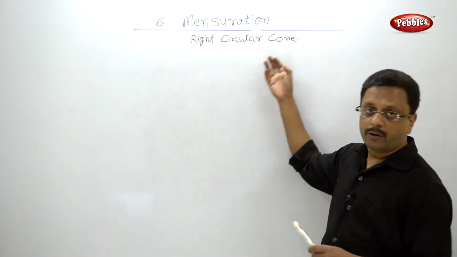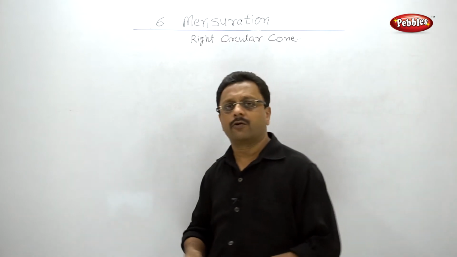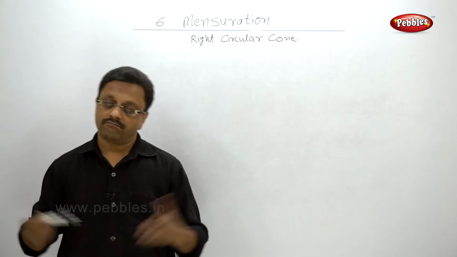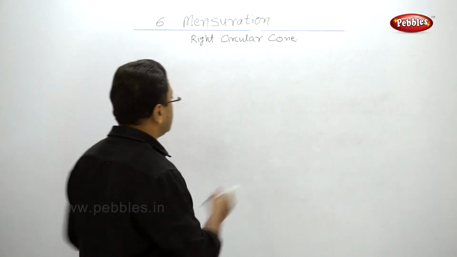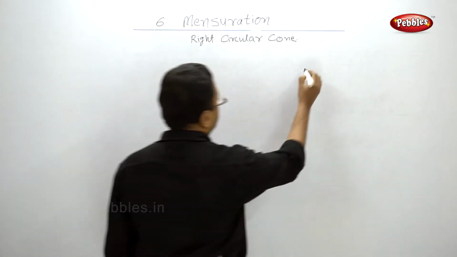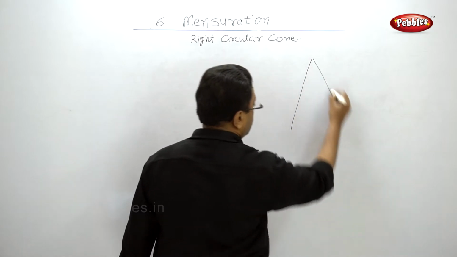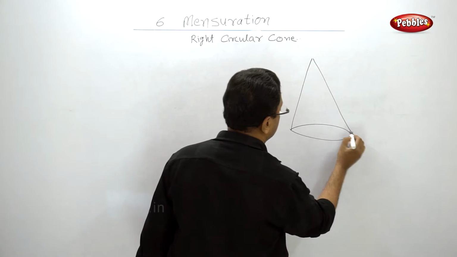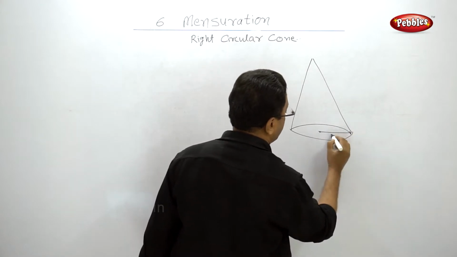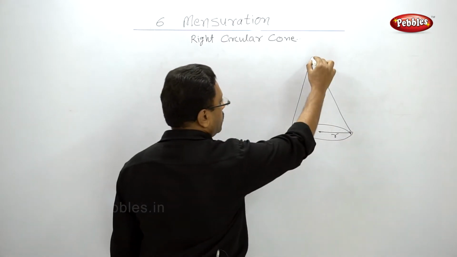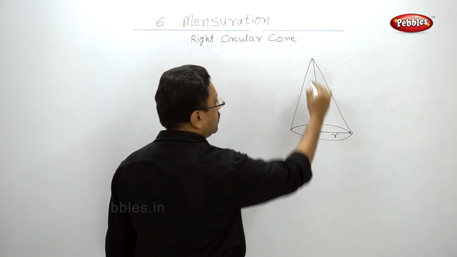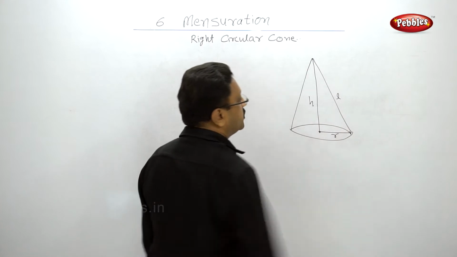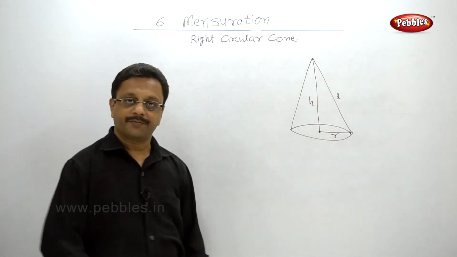Right circular cone. What is a right circular cone? Everybody knows the ice cream cone. That is what a right circular cone is. Very simple. You have a circle as a base. The circle has a radius. This is the height and this is called the slant edge.